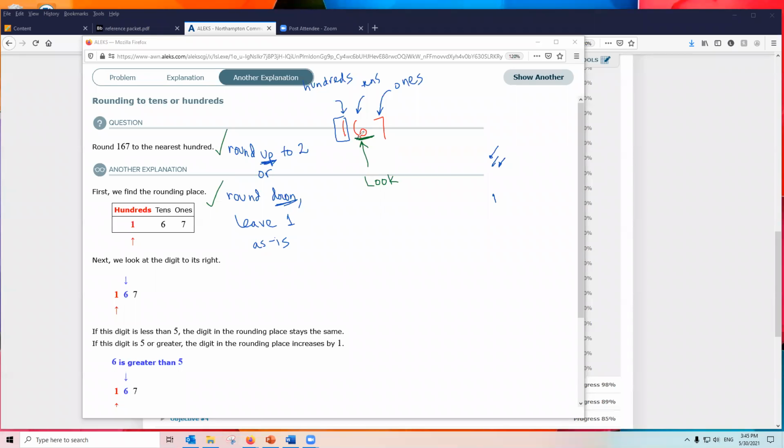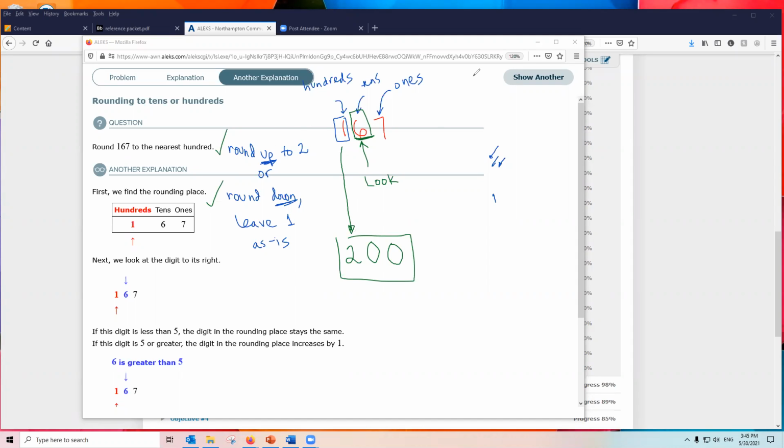Well, in our example, the digit to the right is a 6. A 6 is 5 or greater, so that tells me to round up. So this 1 gets rounded up or bumped up to a 2, and then you make all the other digits going to the right zeros. So this answer is 200.